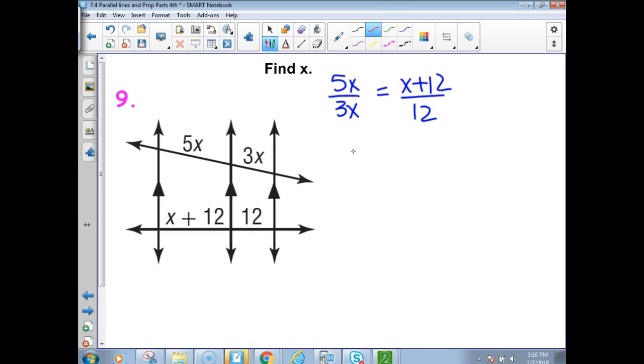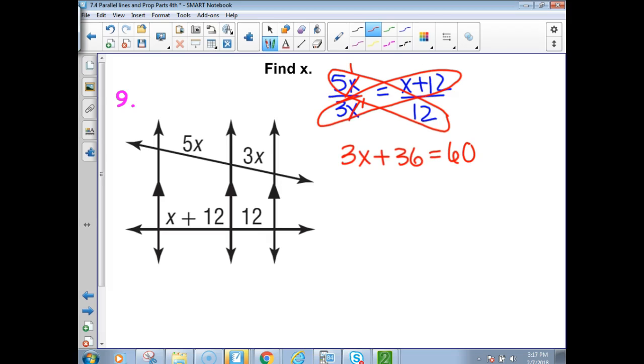Now, what could I do about these x's here? Because I don't feel like having so many x's in my problem. I could reduce this by dividing, because these are in a ratio of 5 to 3. So I'm going to divide out those x's. So now I'm going to do cross products, and I'm going to do 5 times 12 and 3 times x plus 12. So 3 times x plus 12 would be 3x plus 36. 5 times 12 is 60.